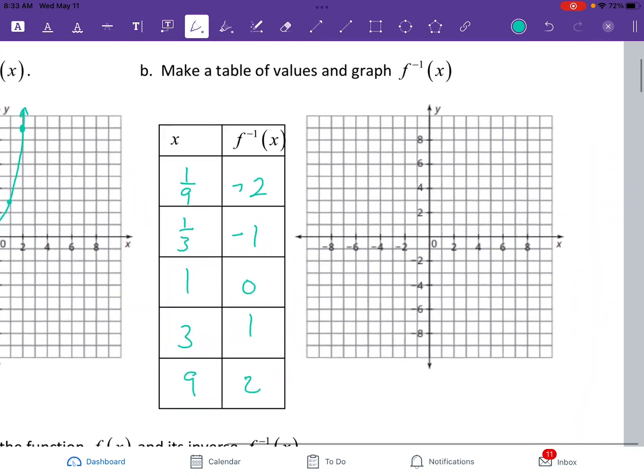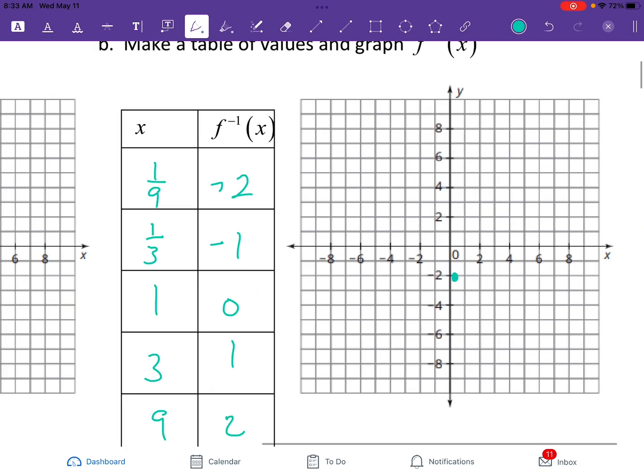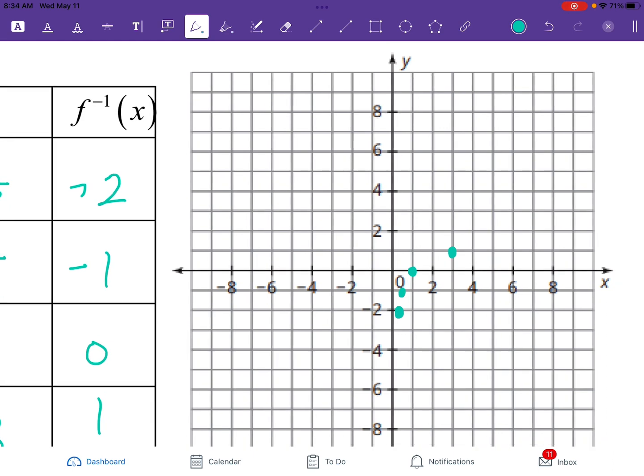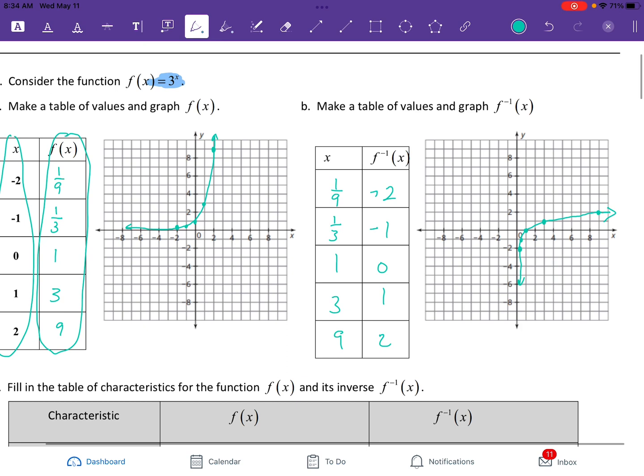Now we're going to take those points and graph them on our coordinate plane. So we have 1/9 and -2. We have 1/3 and -1. We have 1, 0. We have 3, 1. 9, 2. I'm going to graph this. There we go. So now we have our table of values and our graphs.